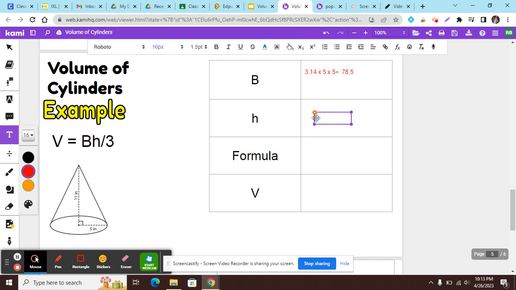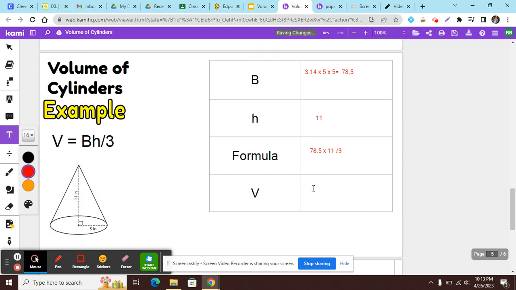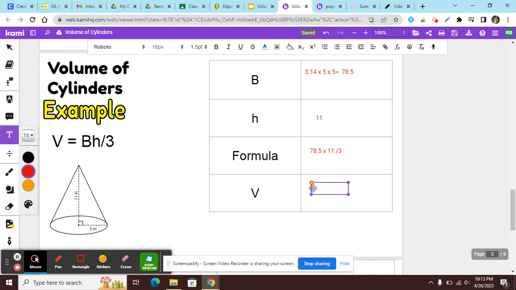Our height is 11. So when we plug in our formula, we're saying, okay, 78.5 times 11 divided by 3. And on these, we're going to just round to one decimal place, which is the tenths place. So we're saying 78.5 times 11 divided by 3 is going to be 287.8. If you put 0.83, that's fine, but we only need to round to one decimal place.